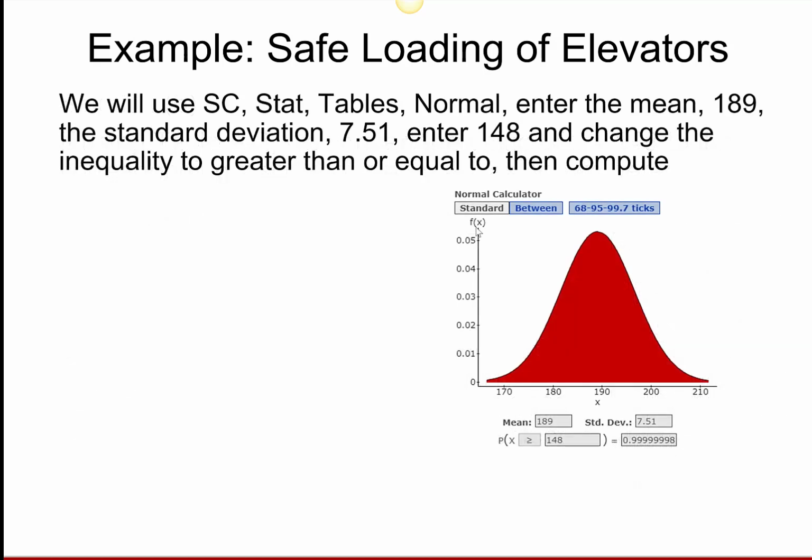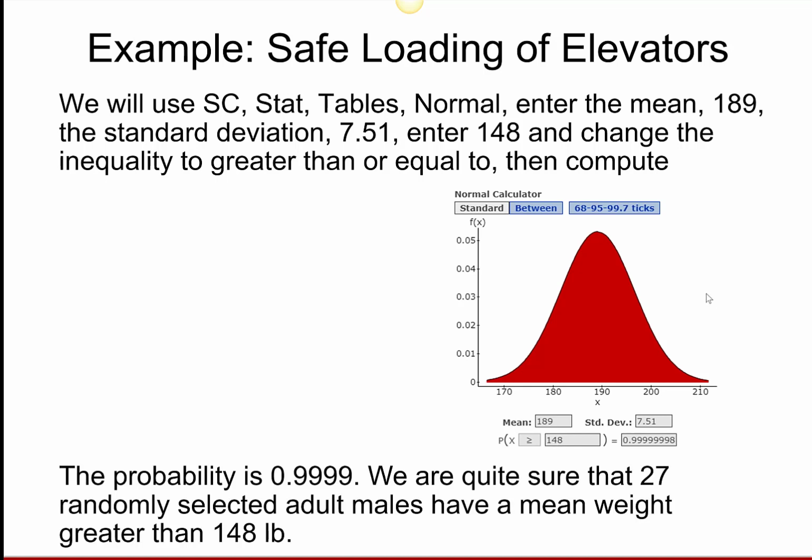So we enter the mean and the standard deviation, now instead of 39 it is 7.51, and we still want to find the probability that the mean weight is greater than 148. And now we see that the probability is 0.9999. So we're quite sure that 27 randomly selected males will have a mean weight greater than 148.